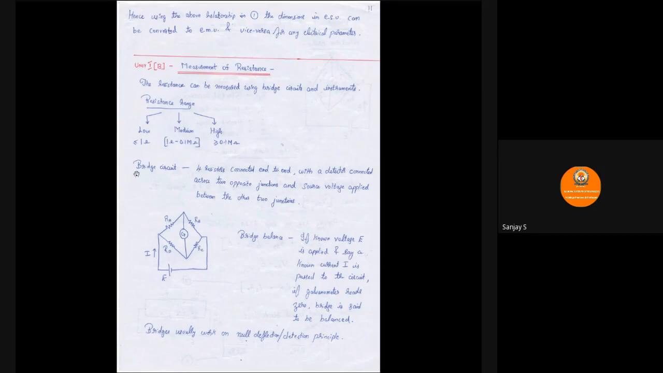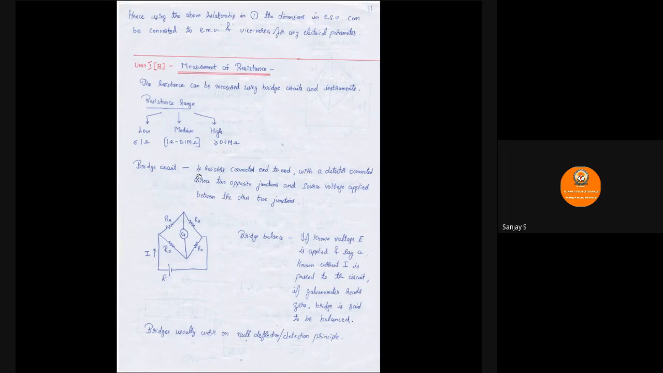So first let us understand what is a bridge circuit. Whenever you have 4 resistances connected end to end with a detector connected across 2 opposite junctions and source voltage applied between the other 2 junctions, it is called a bridge circuit. So please have a look at this diagram below. This is basically a bridge circuit. So let us see bit by bit here.